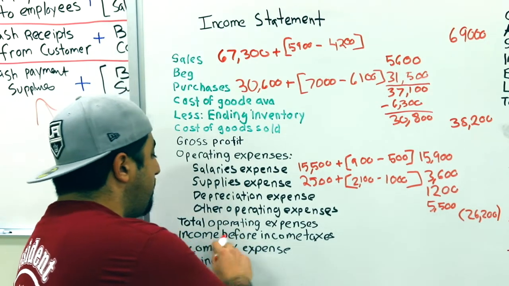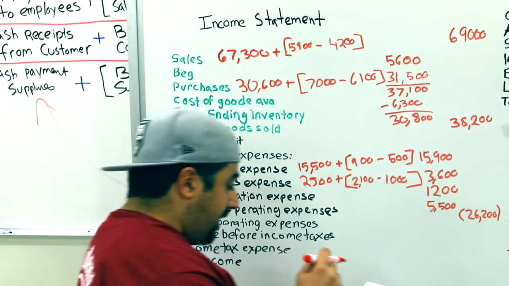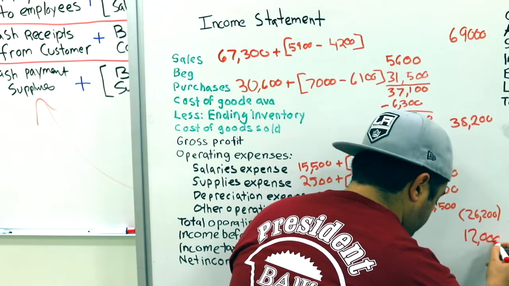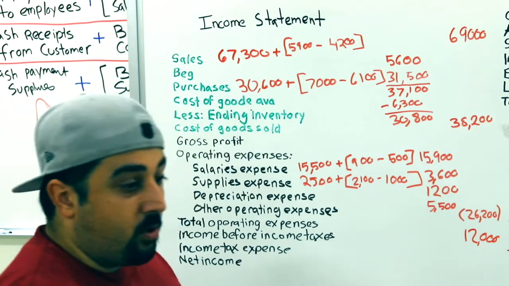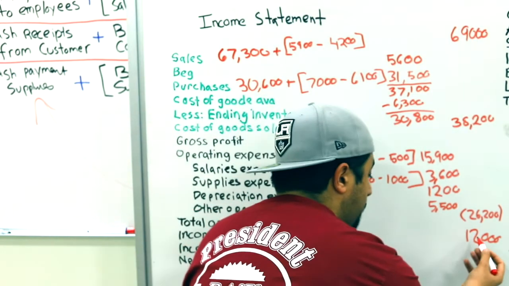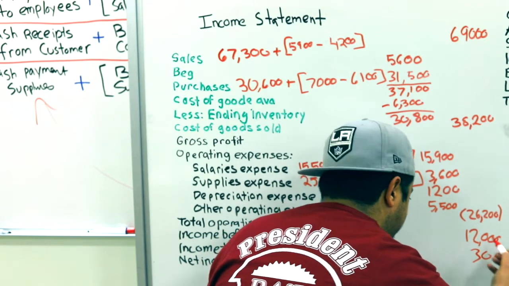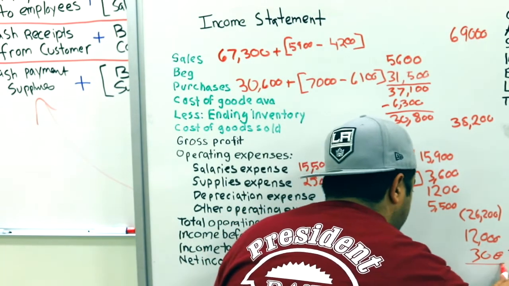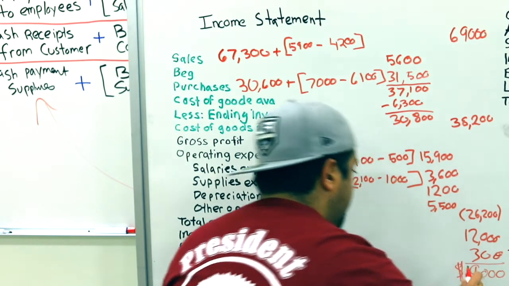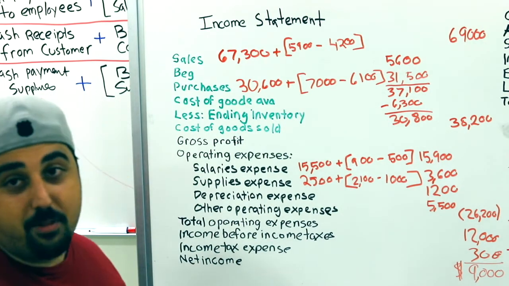Income tax. Income before income tax, also known as EBIT, is 12,000. With a 25% tax percentage, 12,000 times 25% is, yep, 3,000. Giving us a net profit of $9,000. You just created an income statement.